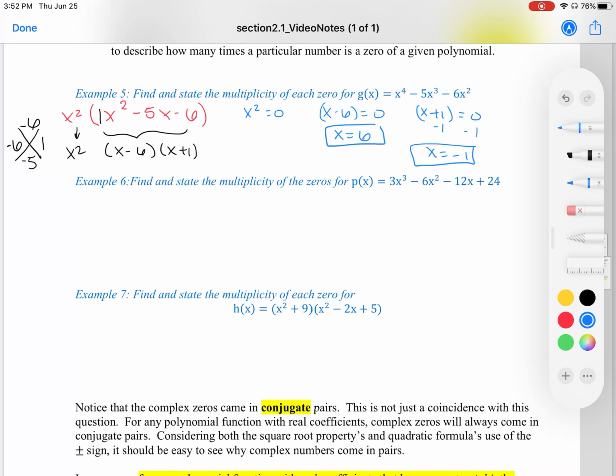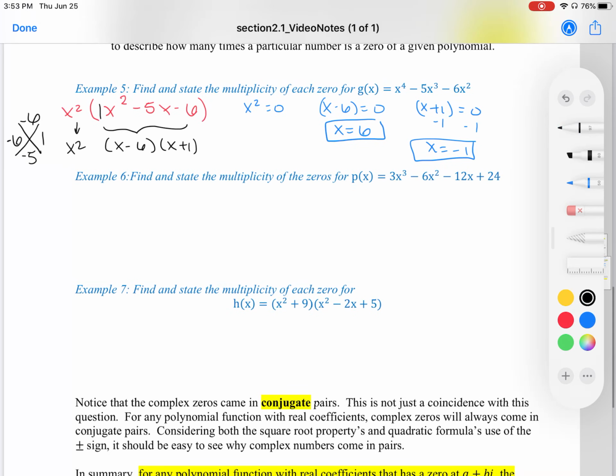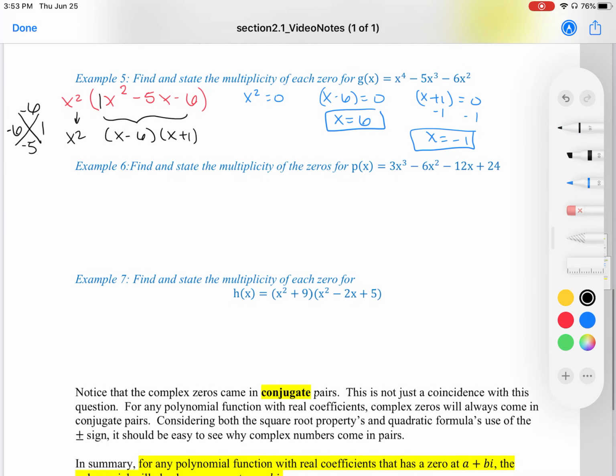And here's where multiplicities come into play. I have x squared, so it would be a waste of time to take x equal to 0 and x equal to 0, right? That's not what we want to do. What we prefer to do is just take the x and set that equal to 0, and know that this one is going to be repeated twice.